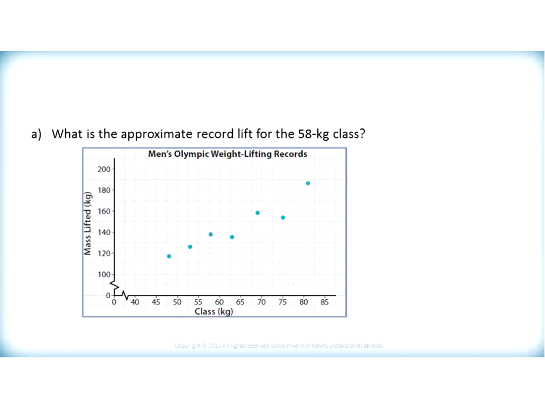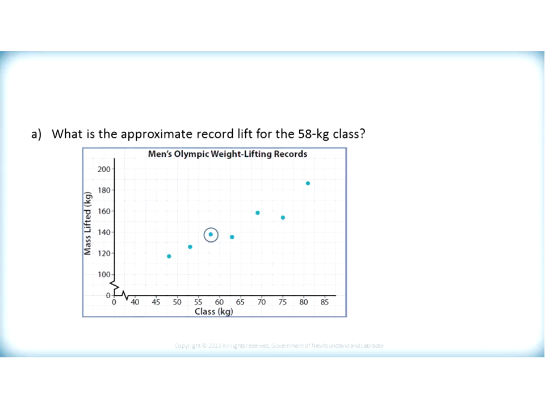So what is the approximate record lift for the 58 kilogram class? So if we're looking for the 58 kilogram class, we're going to follow the independent variables, which are the horizontal variables. The 58 kilogram class is this dot right here.